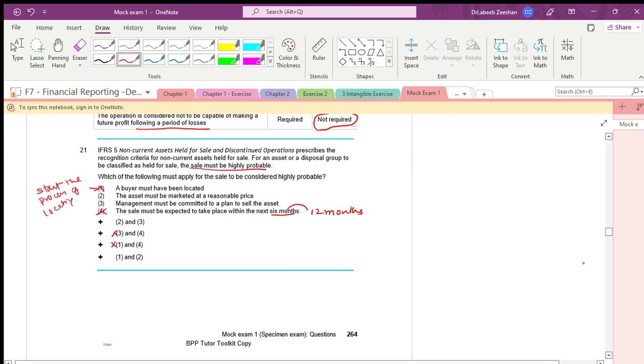The asset must be marketed at a reasonable price. Management must be committed to a plan to sell. This is very important. Management must be committed to a plan to sell. The answer is 2 and 3. That is the reason. The moment there is a theoretical question, refer to the slide, then come back to the question, so that we will have some clarity. Is it okay?